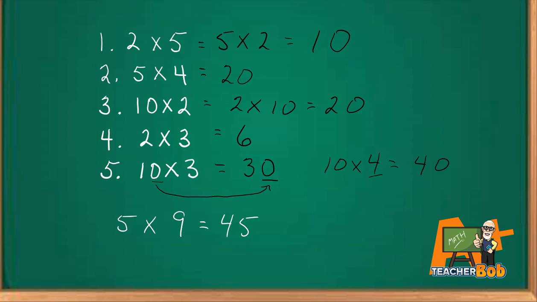Okay, let's try one more. 10 times 7. Well, you can skip count if you like, or you can take the 7 here and add a 0 to it. 70. Or 10, 20, 30, 40, 50, 60, 70. 7 tens.